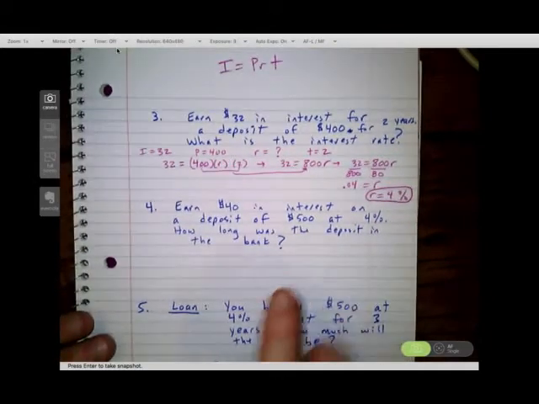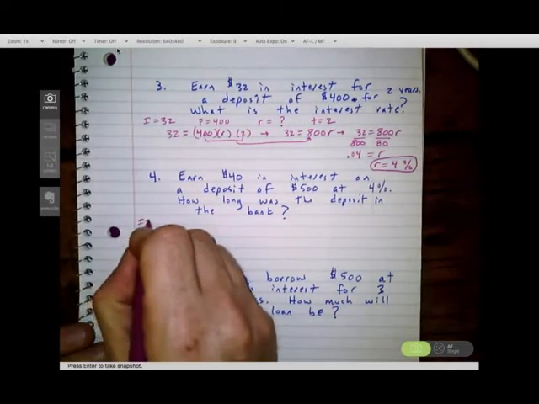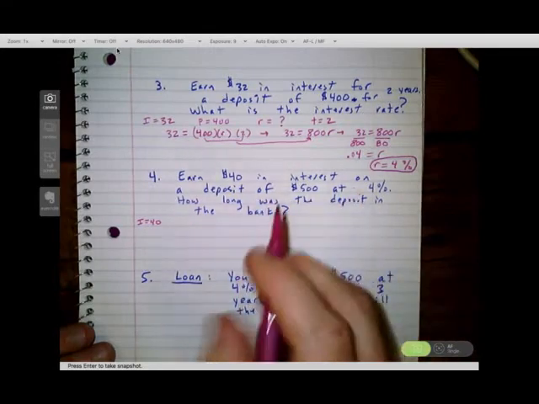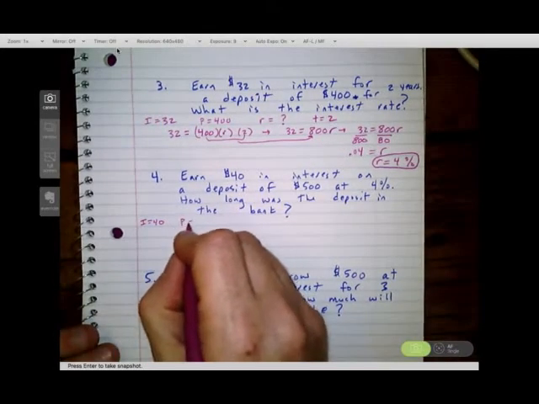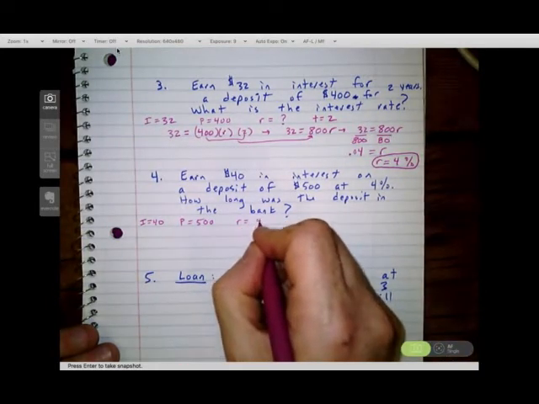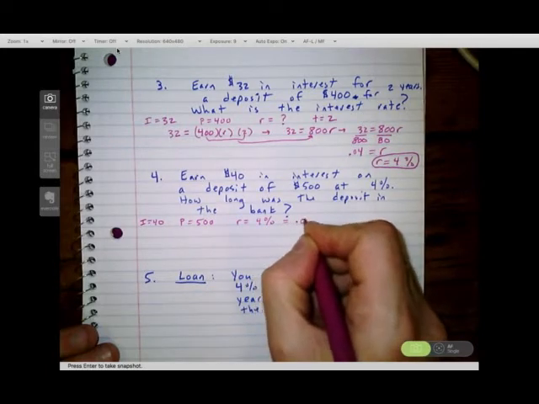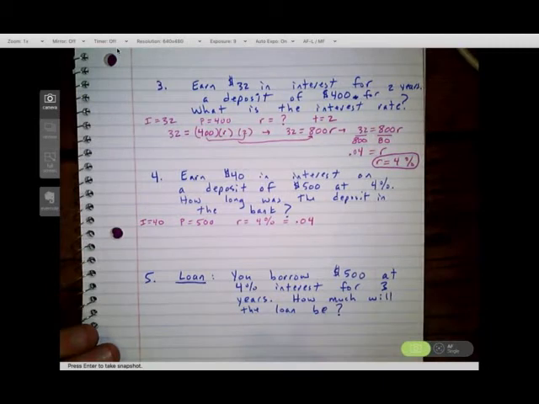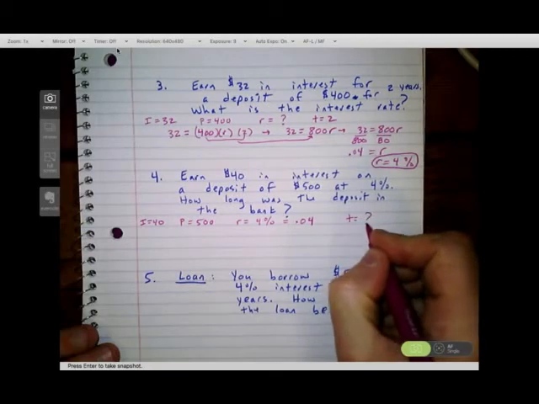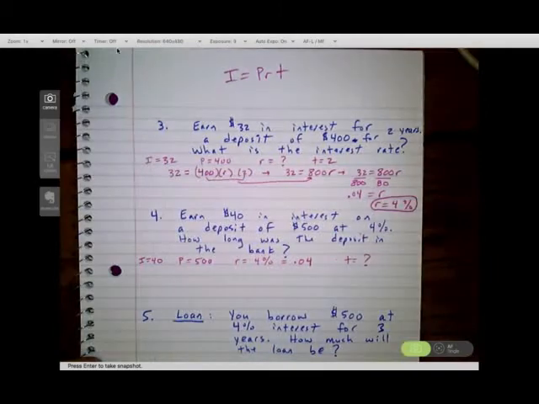Okay, so this one I wrote okay. So now we got 40 bucks in interest, that's I, on a deposit of 500 bucks. So there's P, that's $500, our initial amount, at 4%, so R equals 4%. Decimal two places to the left to get 0.04. And we want to figure out how long it was in the bank, so we don't know what T is this time. So again, we'll just fill in everything into our formula up here, I equals PRT, and we will solve for what we're missing.